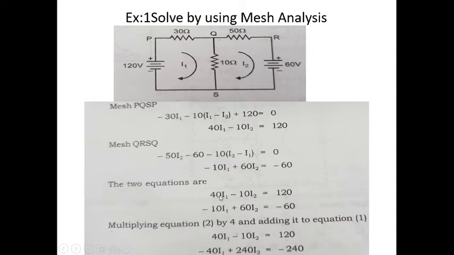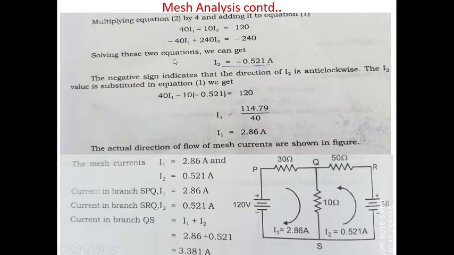One term you have to eliminate. So multiplying equation 2 by 4 and adding it to 1: 40 I1 minus 10 I2 is equal to 120, and here minus 40 I1 plus 240 I2 is equal to minus 240. So by solving these two equations we can get the I2 value. The negative sign indicates that the direction of I2 is anti-clockwise. The I2 value is substituted in equation 1 and we will be getting the I1 value.